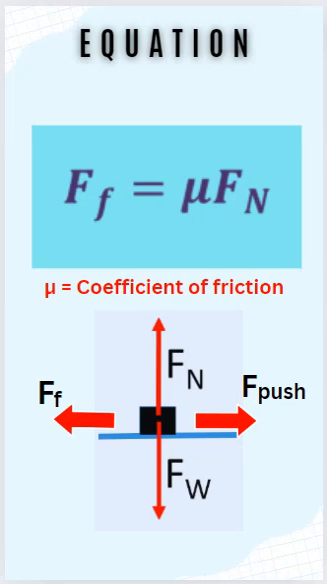The amount of frictional force is experimentally observed to be proportional to the nature of the surface and the force normal to the surface. Mathematically, it is represented as frictional force equals mu times normal force. Note that normal force is always equal to the weight of the object.